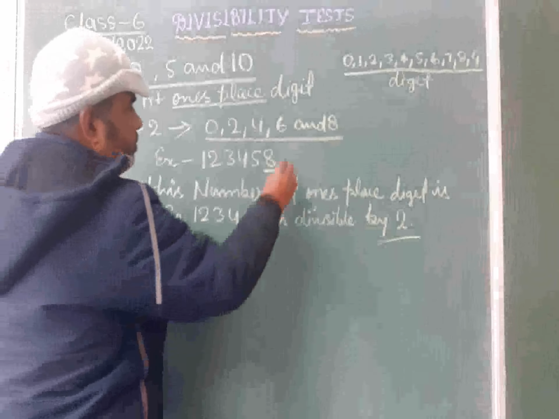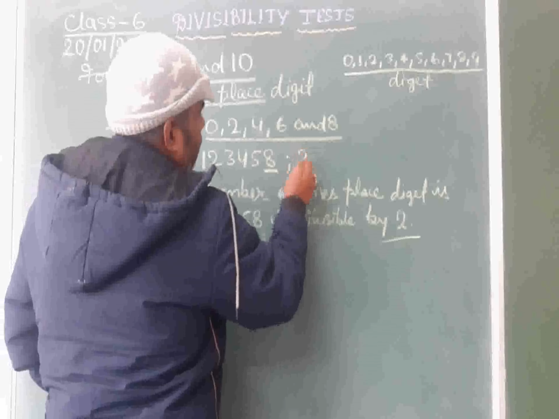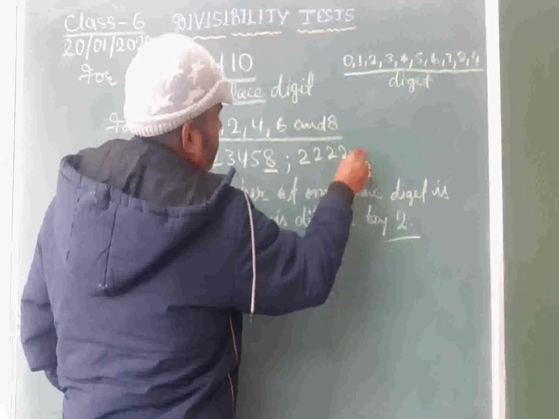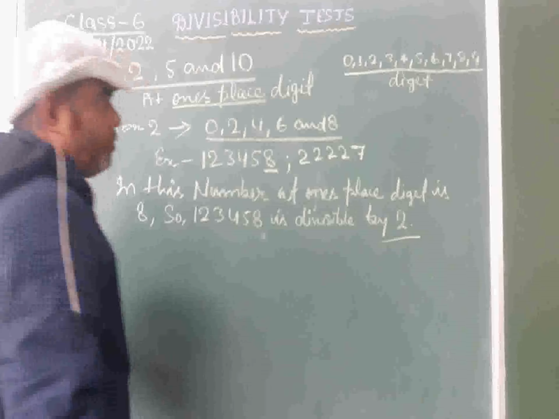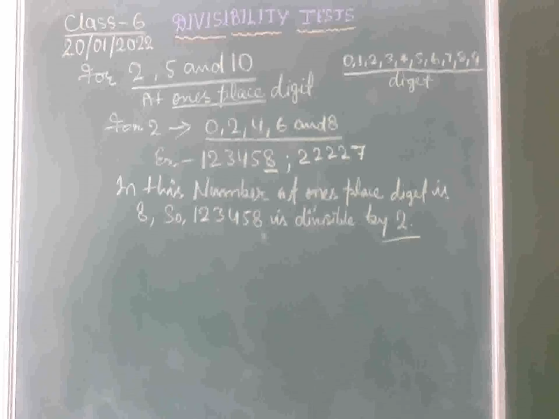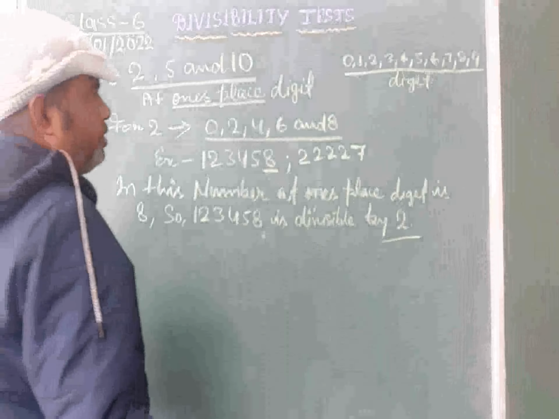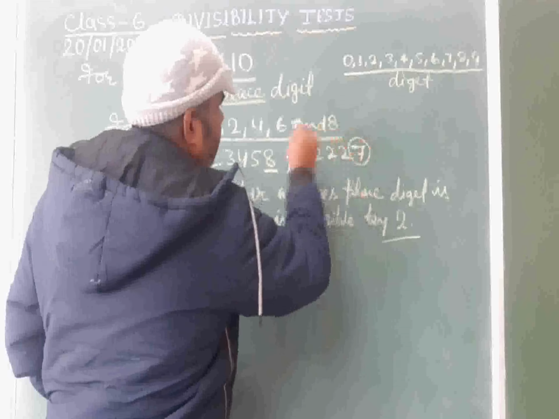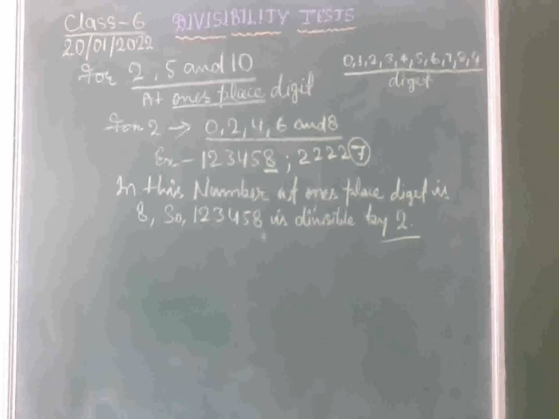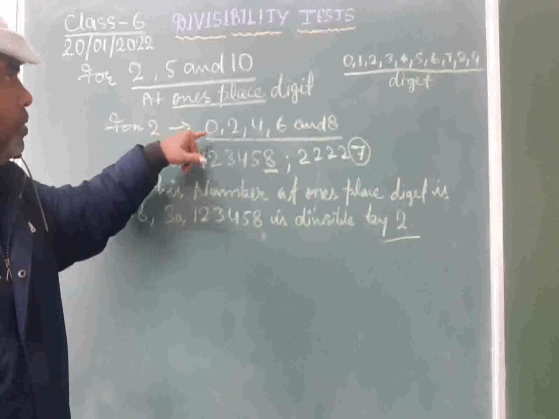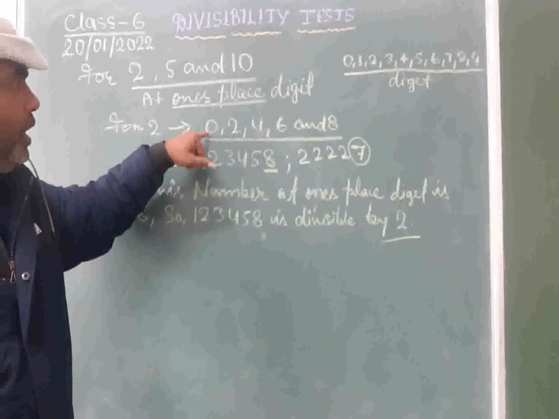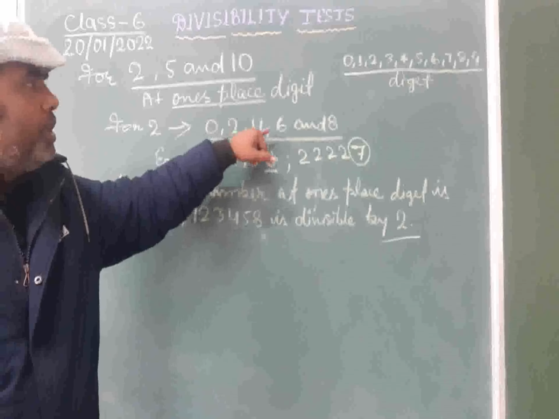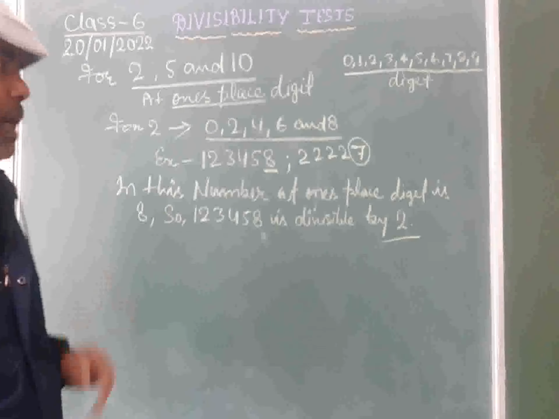Let's take another number, 22227. Now, is this number divisible by 2 or not? Here we just check the ones place digit, and the ones place digit is 7, so this number is not divisible by 2, because for divisibility by 2, the ending digit should be only 0, 2, 4, 6 or 8.